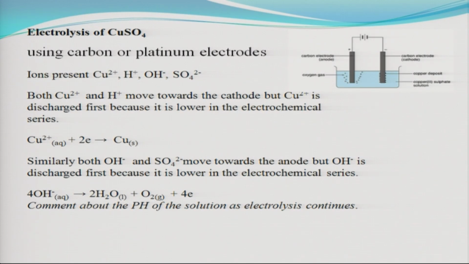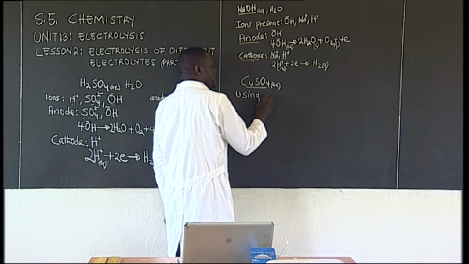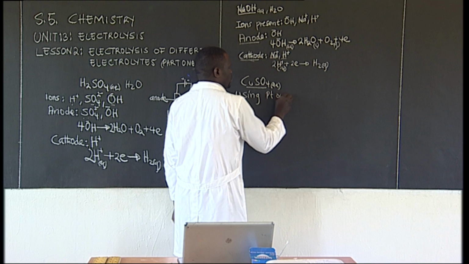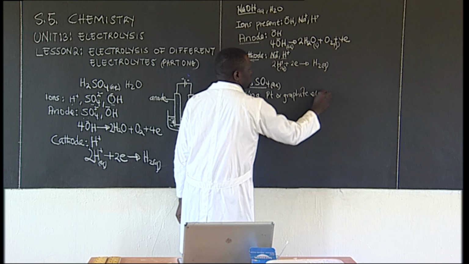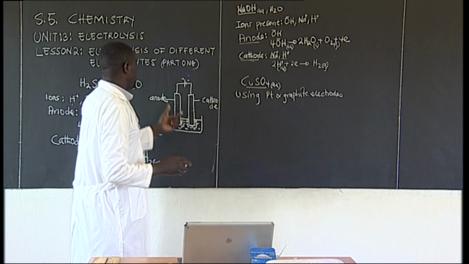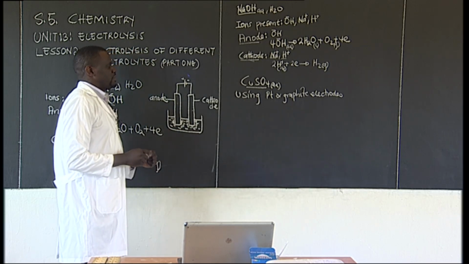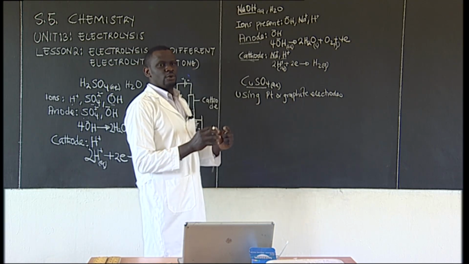Hope you are following. Make sure you follow what we are doing. So copper sulfate, we said you're going to divide into two parts. One part, we talk about using platinum or let's say graphite. So we call these ones the inert electrodes. Actually, all here we are using the same, so even these ones are made out of platinum or graphite.